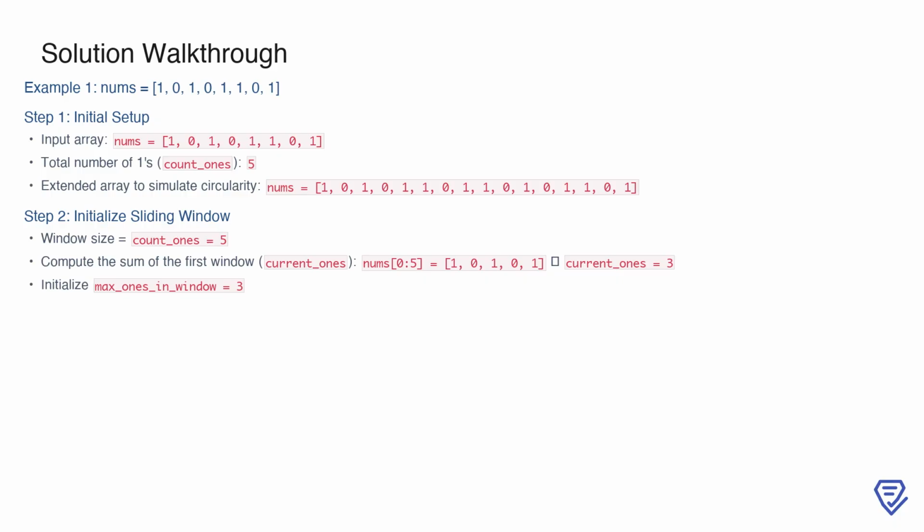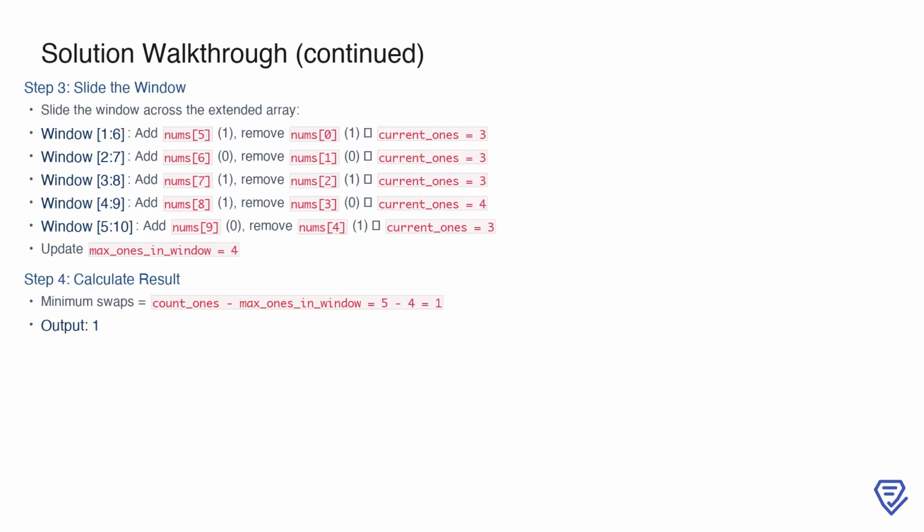Next, we initialize a sliding window with a size equal to the count of ones, which is 5. Looking at the first window, nums[0:5], the sum of elements is 3, since there are 3 ones in this segment. We also set an initial value for the maximum number of ones found in any window, max_ones_in_window, which starts at 3. Now, we slide the window across the extended array to evaluate other segments. For the first slide, from window 1:6, we add nums[5], which is a 1, and remove nums[0], also a 1. The total number of ones in the window remains 3.